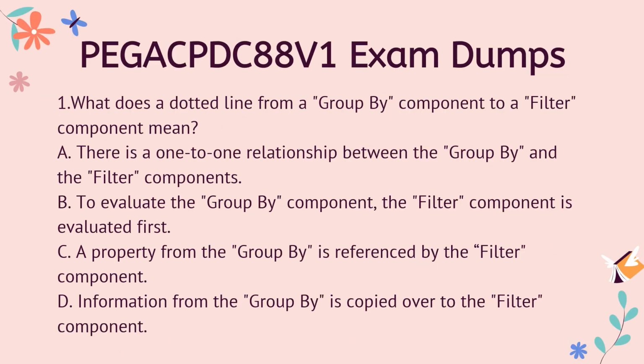1. What does a dotted line from a group by component to a filter component mean? A. There is a one-to-one relationship between the group by and the filter components. B. To evaluate the group by component, the filter component is evaluated first. C. A property from the group by is referenced by the filter component. D. Information from the group by is copied over to the filter component.